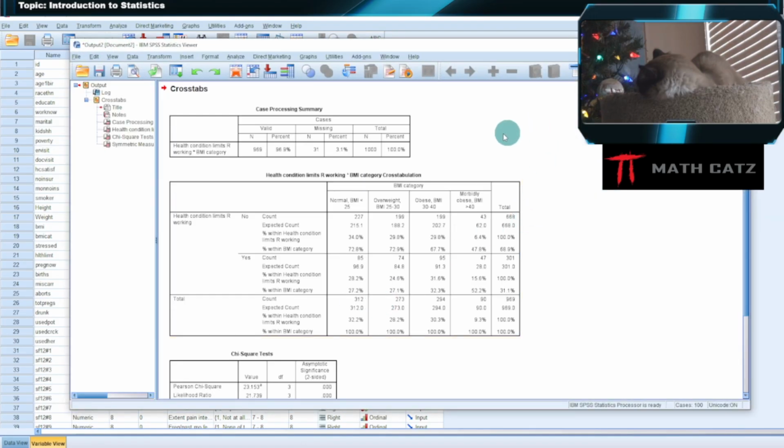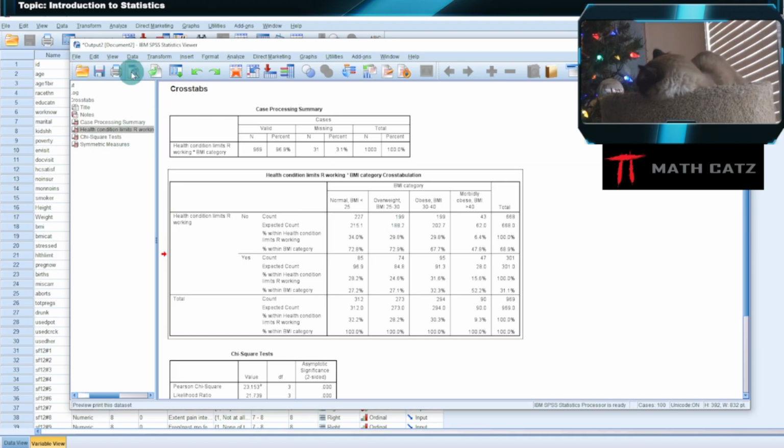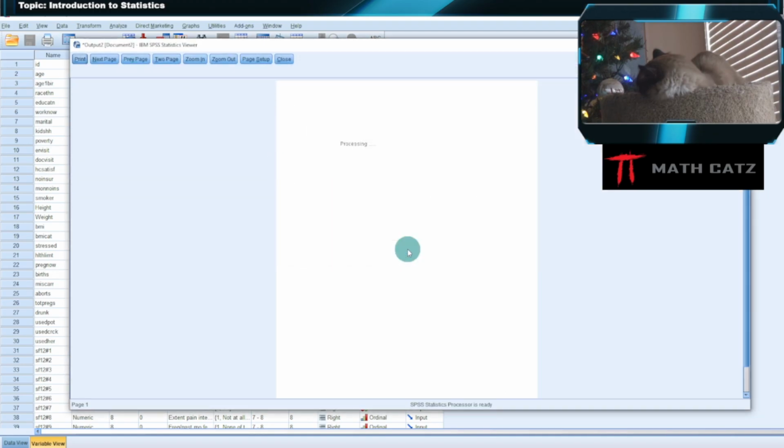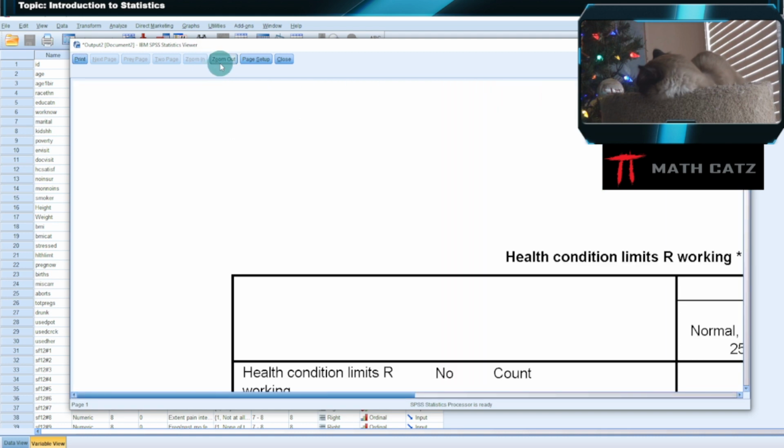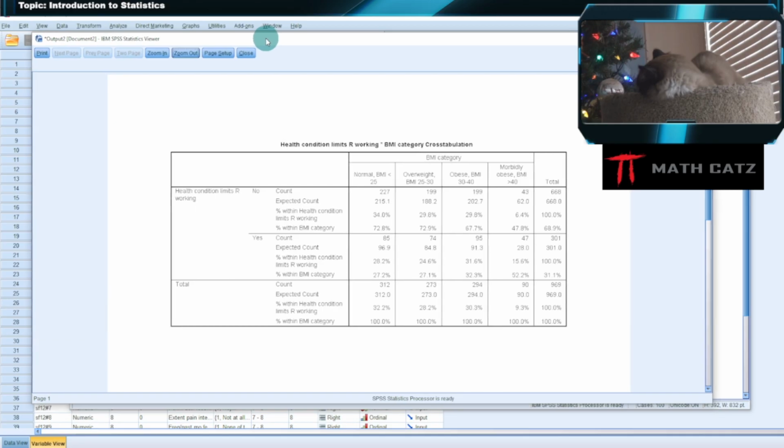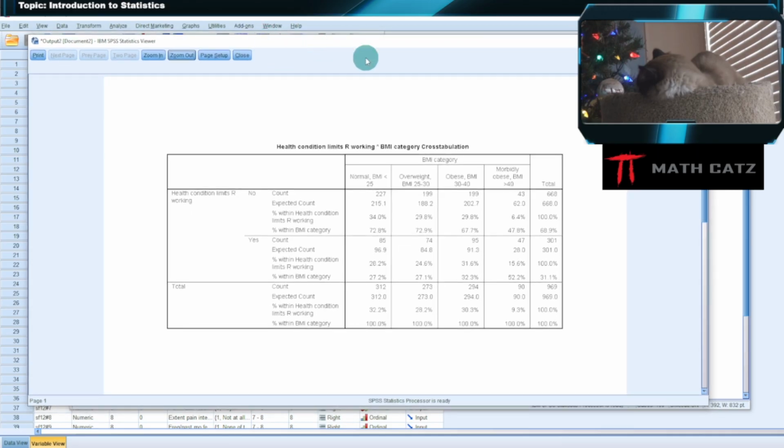There's our output. A little small, but I will click on this and select Print Preview. That allows us to zoom in, not out, in. Not that much, a little bit. That's nice. So we can have something to look at.